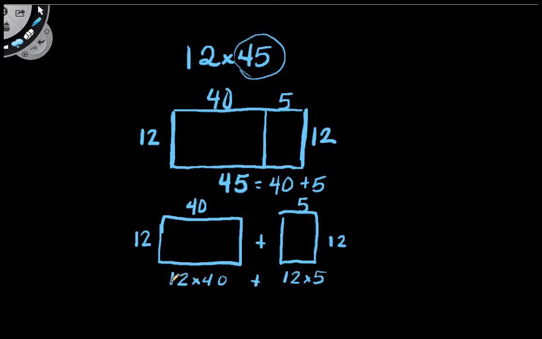And doing 12 times 40 is the same thing as doing 12 times 4 and adding a 0. So we get 48 is 12 times 4, and add a 0 is 480. Plus 12 times 5, that's a times table problem, that's 60. So all we have to do now is add 480 plus 60, and if you need to, you can just write it vertically. And we get 540.